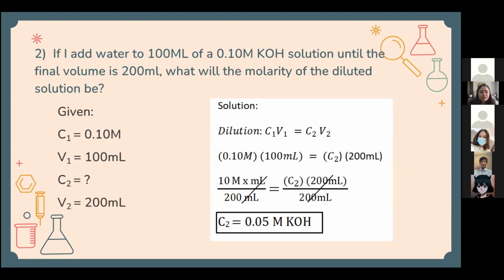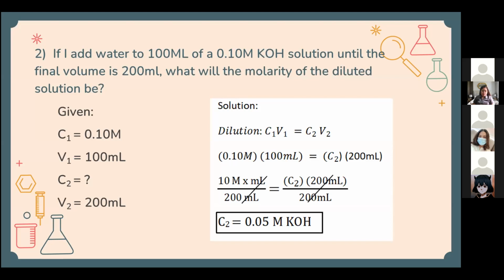So problem number 2: if I add water to 100 ml of a 0.10 M potassium hydroxide solution until the final volume is 200 ml, what will the molarity of the diluted solution be? So to get the C2, since siya ang hinahanap, our formula is dilution, C1V1 is equals to C2V2. So our C1 is equals to 0.10 M, our V1 is equals to 100 ml, and our V2 is equals to 200 ml.